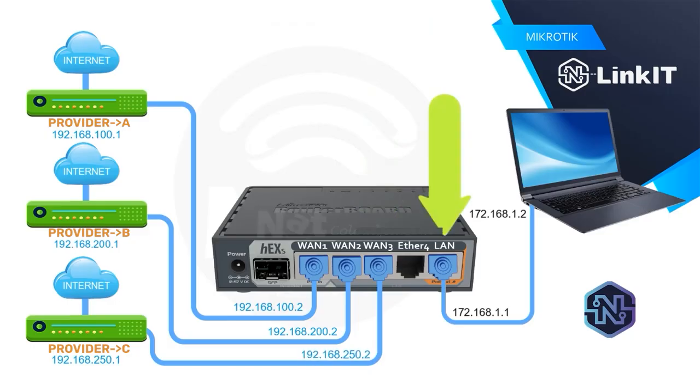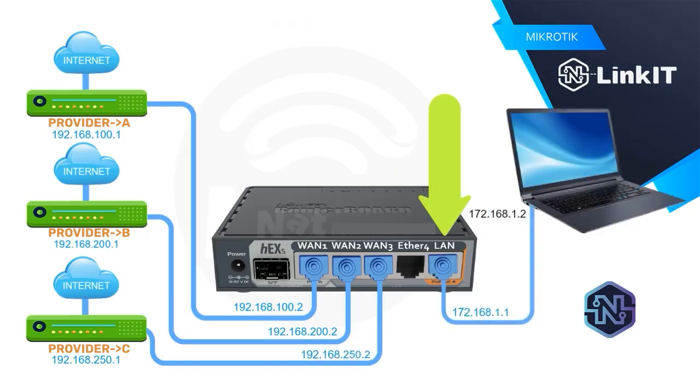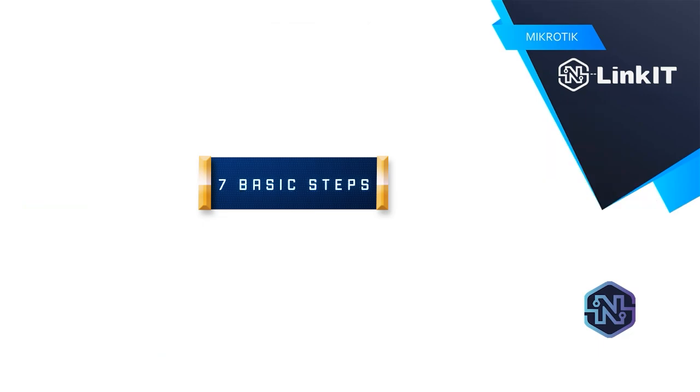And on the MikroTik's LAN port, we will have the IP address 172.168.1.1, and the computer we connect to the LAN port will have 172.168.1.2. If you follow these 7 basic steps, you will have your segmentation operating correctly.